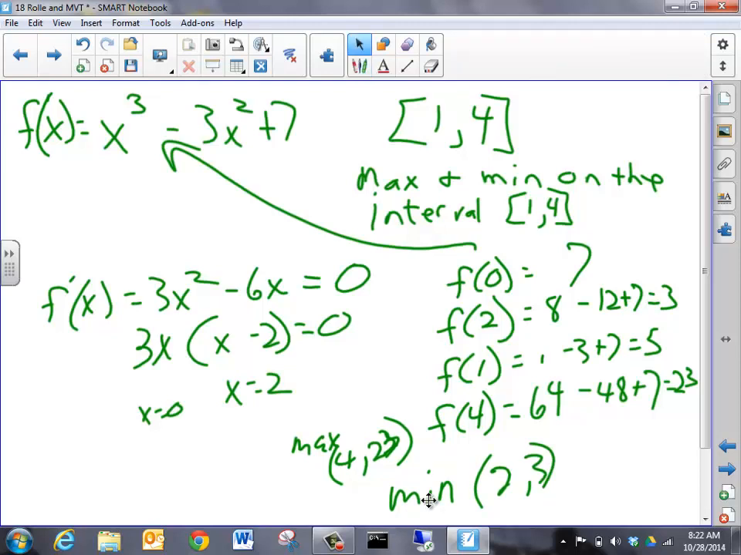Okay? We've done a little bit more work than we needed to. We did not need to evaluate one of those numbers. Why didn't we need to evaluate 0? Correct. Look at what our interval is. 1 to 4. Is 0 in that interval? So we really did not even have to do this here. Luckily, it wasn't the maximum, or it could have messed up our answers. But there's our minimum value at 2, 3. Our maximum value is at 4, 23.